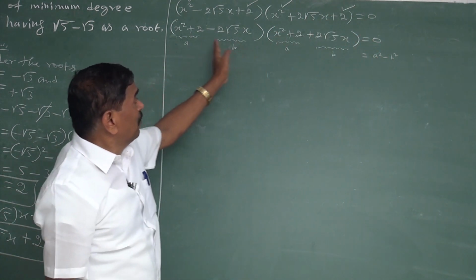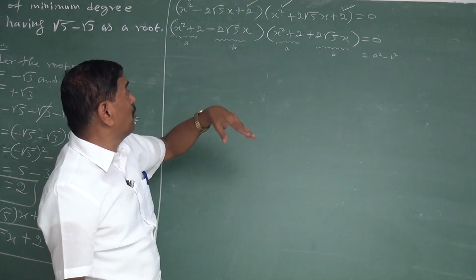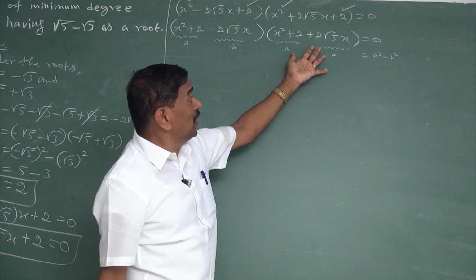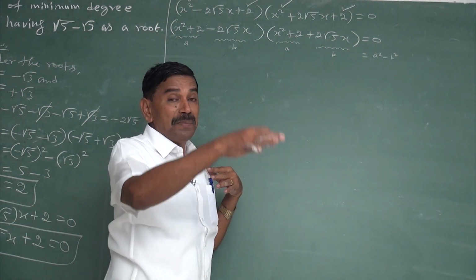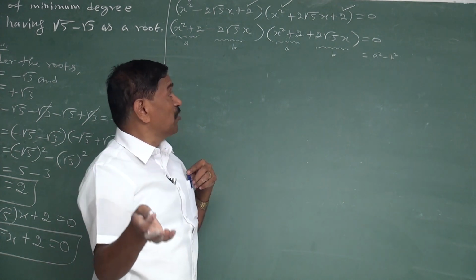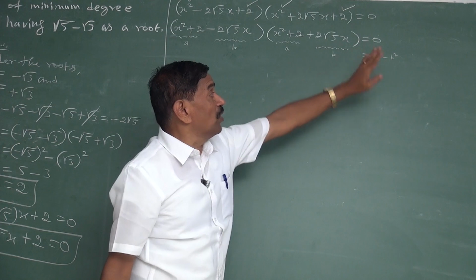Okay. And we want to use directly algebraic formula without multiplying. Suppose you want to multiply means 3 terms into 3 terms. So 3 3s are 9 terms. So by writing 9 terms after simplification takes more time. So that is why you want to use shortcut, that is a minus b into a plus b equal to a square minus b square.